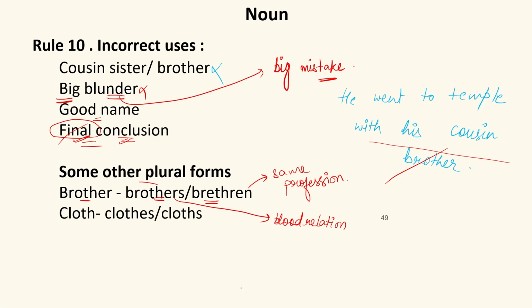Brethren is a plural word. Now we have the word cloth. Cloth can have two plurals, clothes and cloths. Clothes is used for stitched clothes and cloths for unstitched.